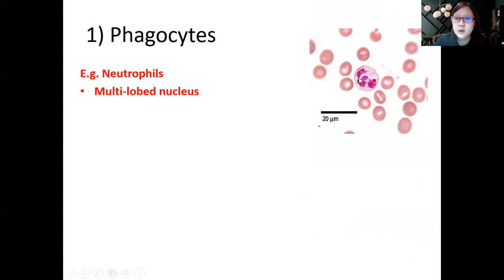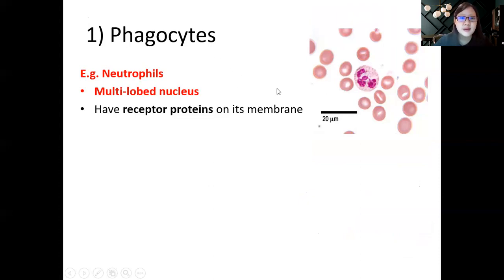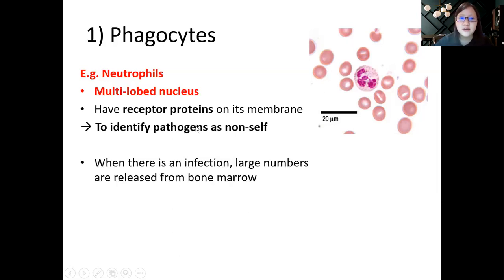Neutrophils have a multi-lobe nucleus, so they have an extremely strange nucleus. You can see there are 1, 2, 3, 4 lobes. They have receptor proteins on the membrane. So don't forget, when it comes to phagocytosis, there must be receptor proteins to determine whether something is non-self or self. And if it's a pathogen, it should be identified as non-self, and phagocytosis can occur.